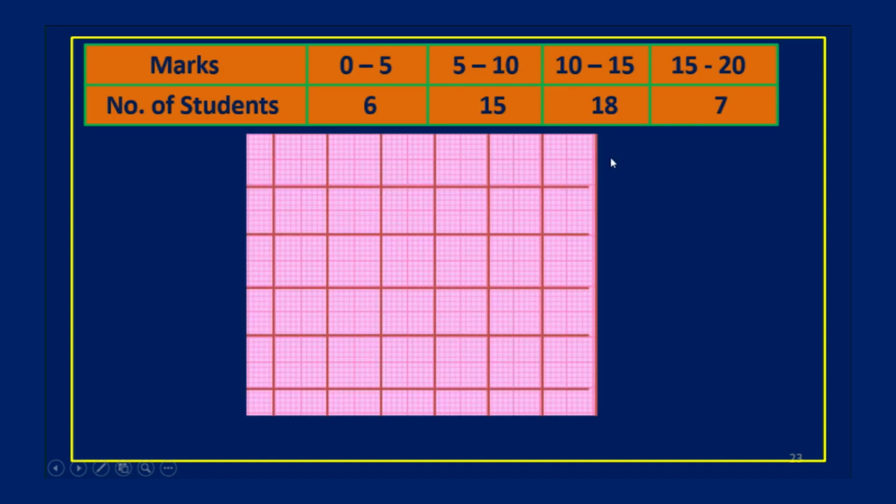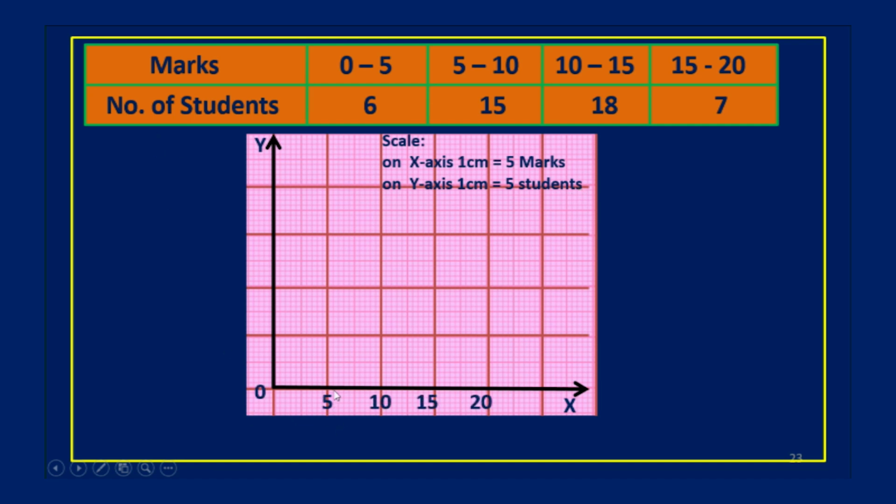Now what you have to do? Yes, I am taking a graph paper here. I am drawing x-axis, I am drawing y-axis. I am taking the scale here. Children, try to understand. On x-axis 1 centimeter equal to 5 marks. On y-axis 1 centimeter equal to 5 students. So first I am taking 0, next 5, 10, 15, 20. On y-axis also same 5, 10, 15, 20.